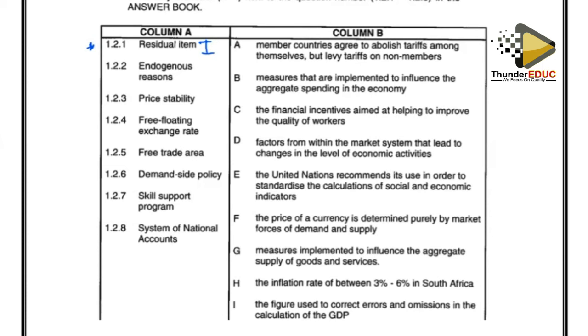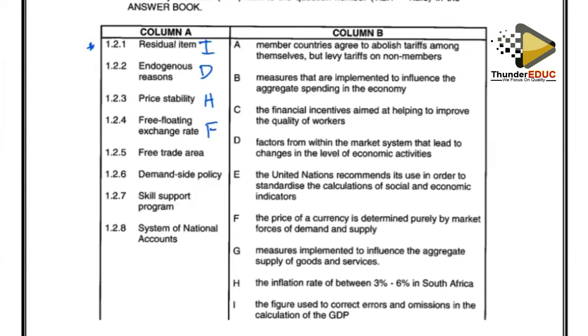Okay, grade 12, right. So now we also have endogenous reasons. Endogenous reasons in this regard, we check the factors from within the market system that lead to changes in the level of economic activities, which is D. So now moving on, we have 1.2.3, which is price stability. Then we check the inflation rate of between 3% to 6% in South Africa. So now let's move on to 1.2.4, the free floating exchange rate. I did explain this one as well. Then the price of currency is determined purely by market forces or demand and supply.